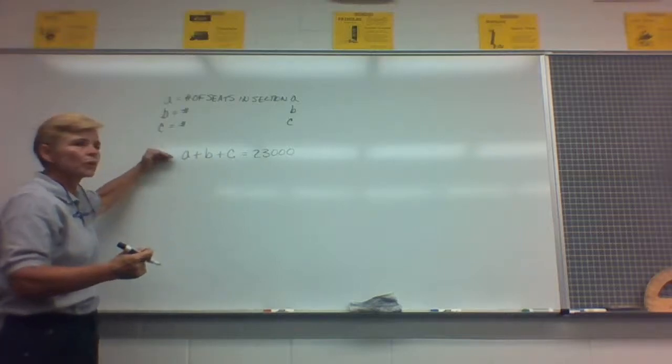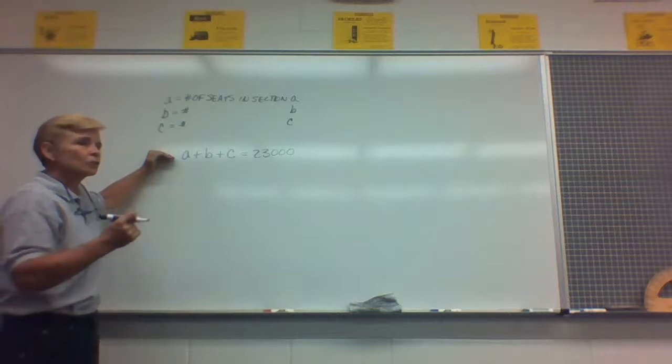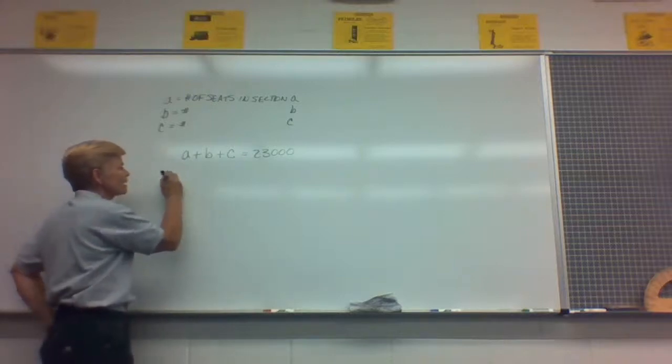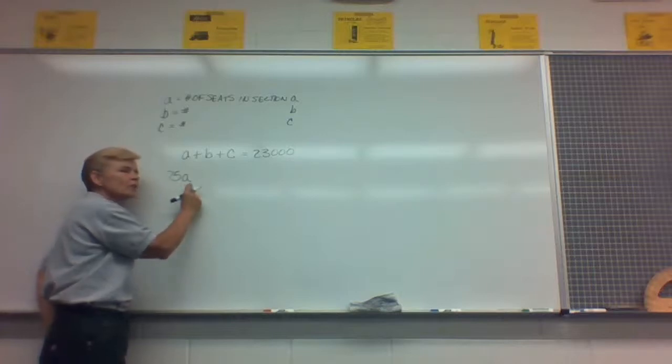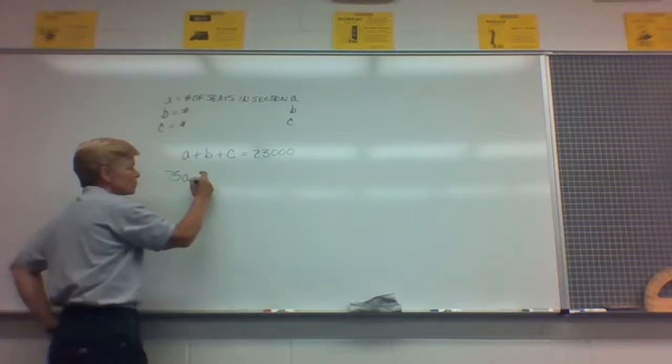This is called the number equation. It has to do with how many. Now we're going to write the value equation, what they're worth. Do you understand that if I took 75 times the number of A seats, this would tell me the revenue from A section? The number of seats times $75 a seat, this expression tells me how much money I'm going to bring in from selling seats in the A section. Does that make sense? What's going to be the B?